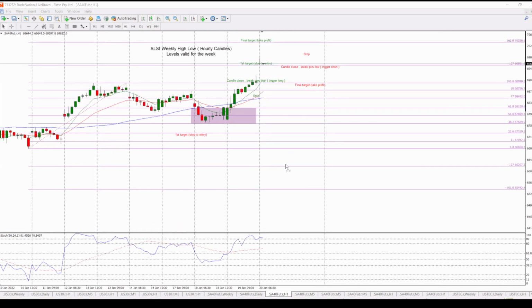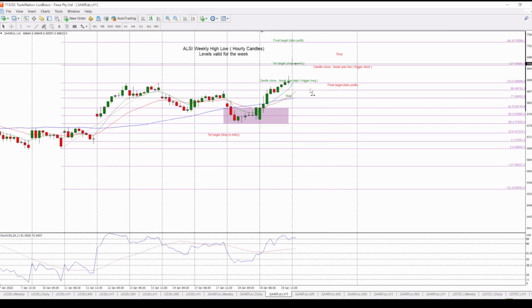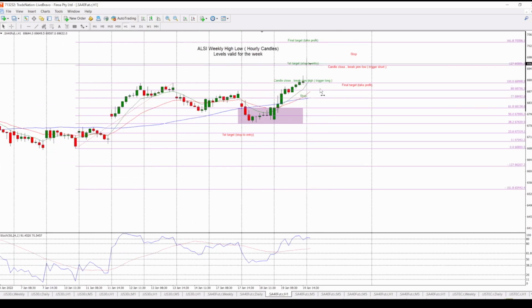Now the weekly high low hourly time frame. You can also see we did get a candle close above the 100 level. We broke that candle high yesterday, just before we closed. And then this morning we shot up to that first target.